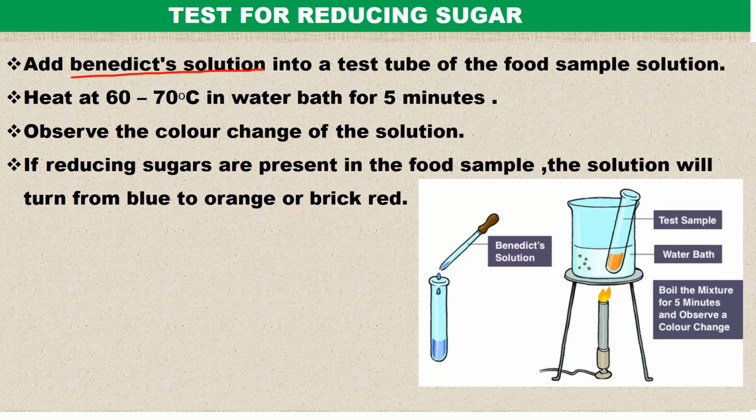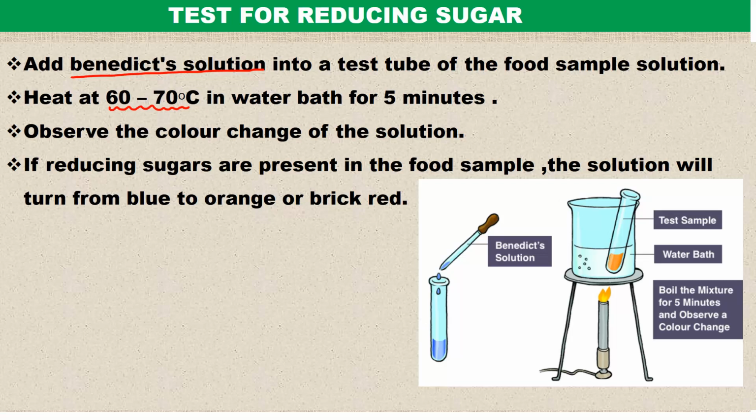Now, what is the procedure? Add Benedict's solution to a test tube of food sample solution. The amount of Benedict's solution that you add and also the sample should be equal. Sometimes you can add 2 ml of Benedict's solution to 2 ml of the food sample in the test tube. But what is also important is that here there is heating, and this is the only test that requires you to heat. Very important that you understand that.